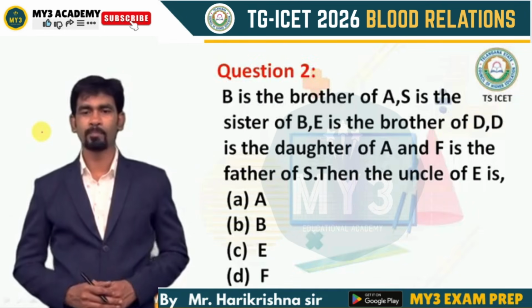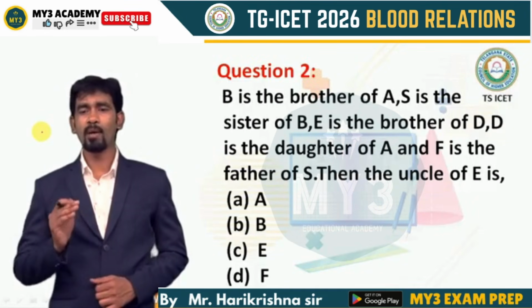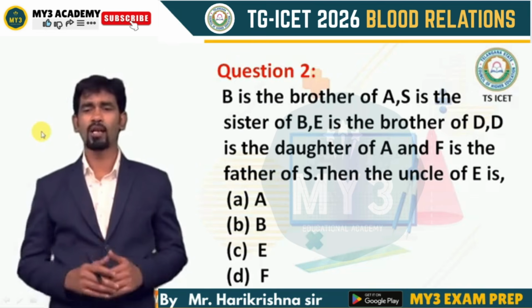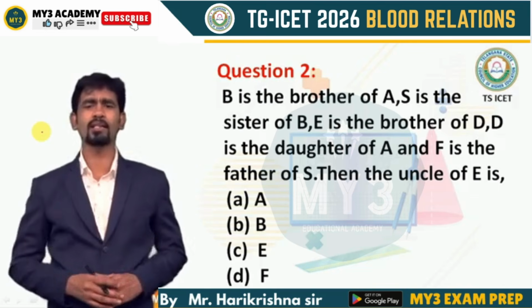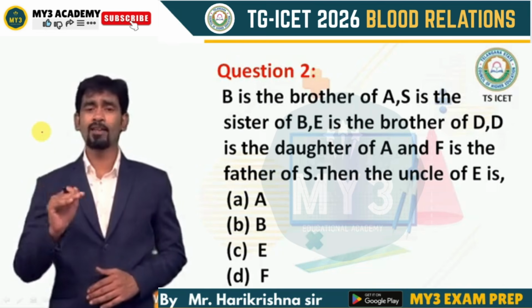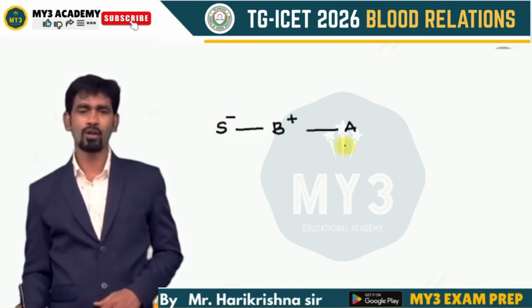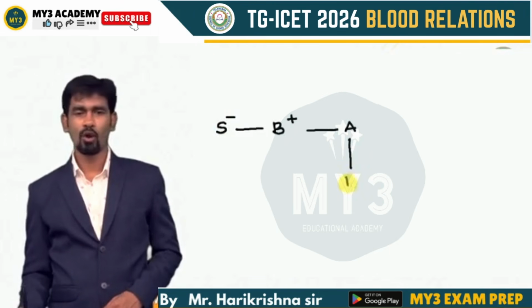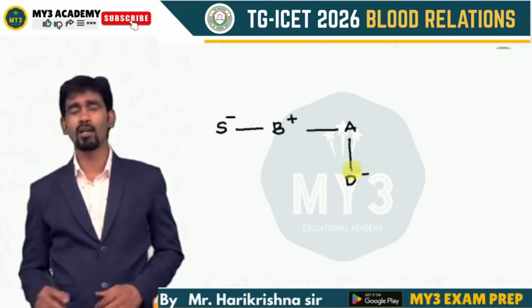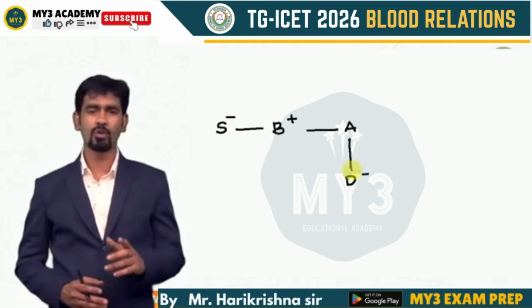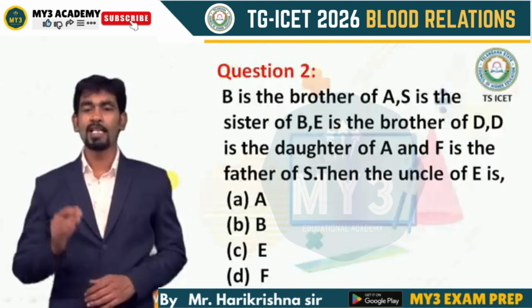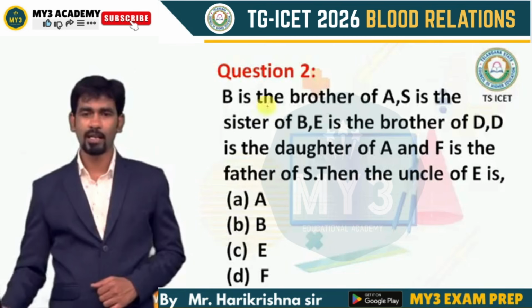Look at the next data. E is a brother of D. So D is not available. Let me move forward and I will take this sentence again. D is a daughter of A. So A's daughter is going to be D. Daughter indicates a female gender. I am using a minus sign there. Look at E is the brother of D. This statement I am taking now.